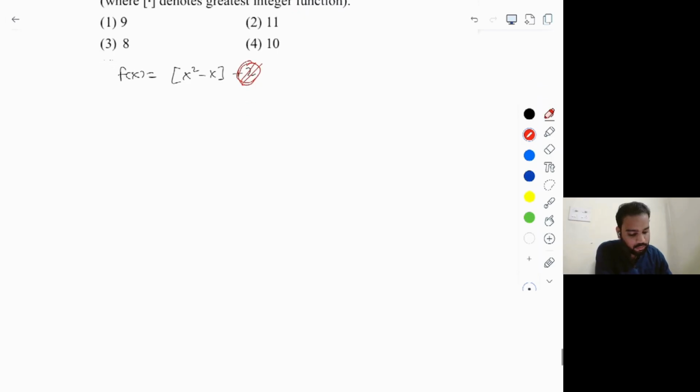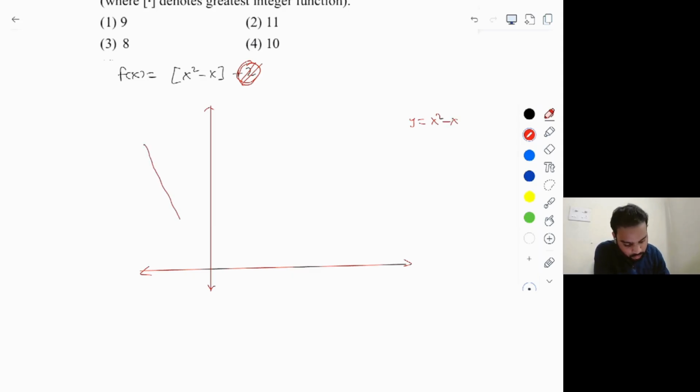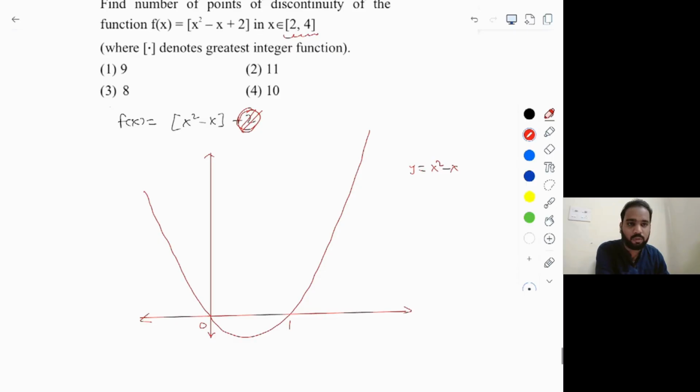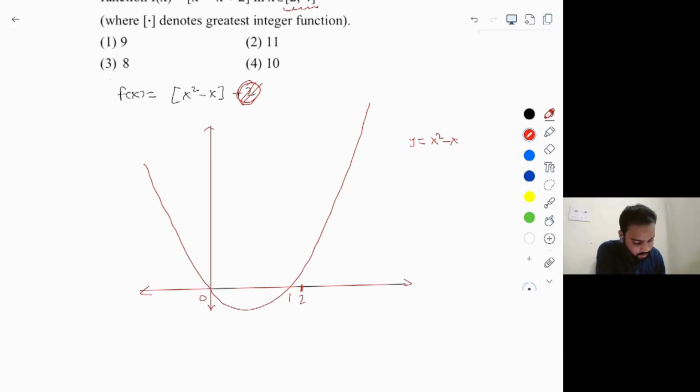So for this, what I'm going to do is simply draw the graph of x squared minus x, and I will check how many integers are in the range of x squared minus x, and based on that I'm going to solve the question here. So I'm going to plot the graph of y equals x squared minus x, which is clearly passing through the origin, and you can also find the vertex here. Your roots are 0 and 1, very obviously. This is 0, this is 1. Since you are supposed to find the discontinuities only in the interval 2 to 4, let's say this is x equals 2 here, and x equals 4 is somewhere here like this.